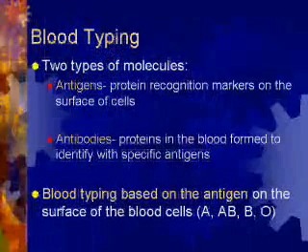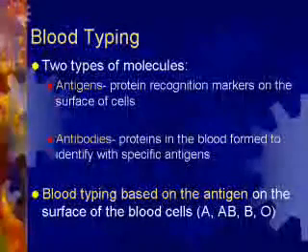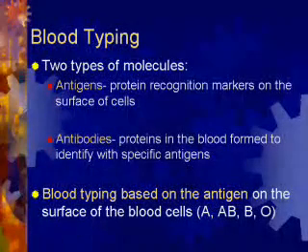Have you ever wondered about your blood type? Well, it's actually very important when we talk about blood typing. There's actually two types of molecules that are involved. One is called an antigen, which is a protein recognition marker found on the surface of your blood cells. And secondly is antibodies. These are proteins found in the blood surrounding the red blood cells that actually identify specific antigens. And blood typing itself, whether it be A, B, AB, or O, are all based on the type of antigen that is actually found on the surface of your blood cells.